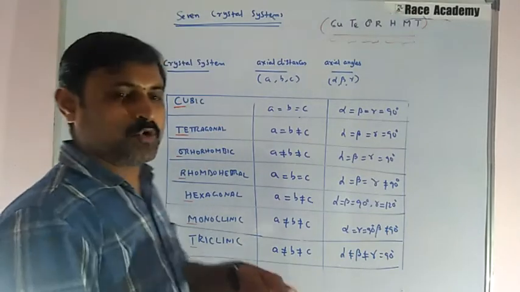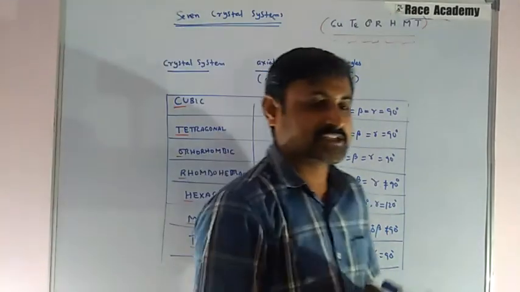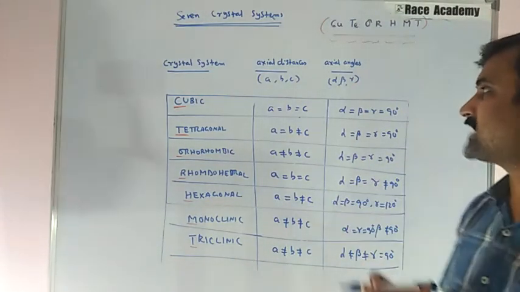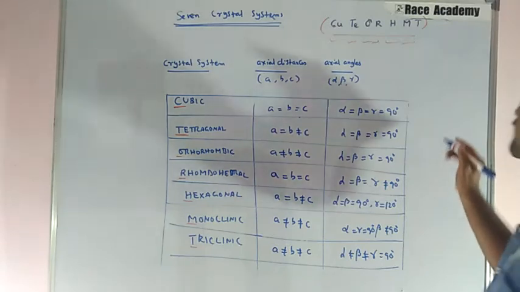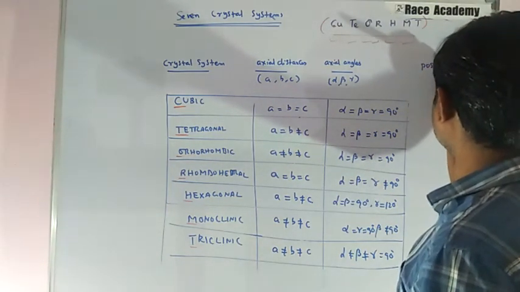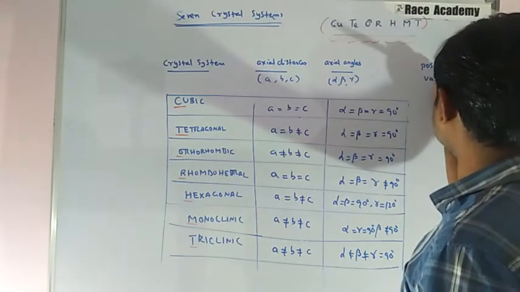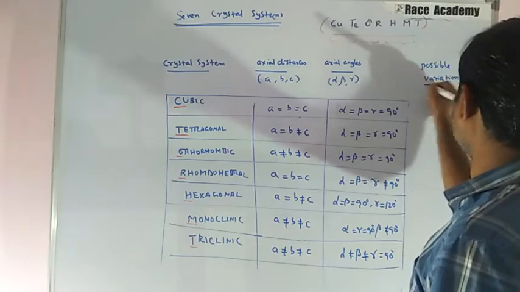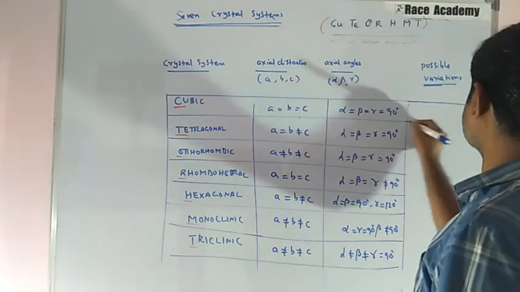Now come to the point. I will give you one more interesting discussion: how many possible variations are there of these unit cells. So here I will write possible variations, extension.